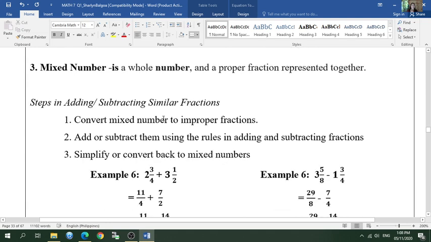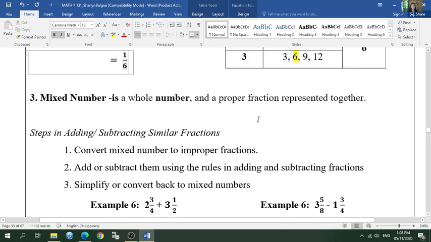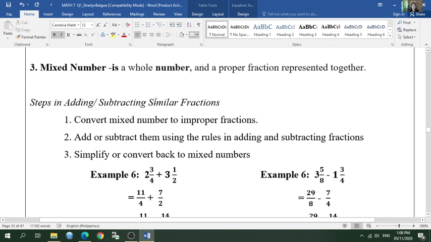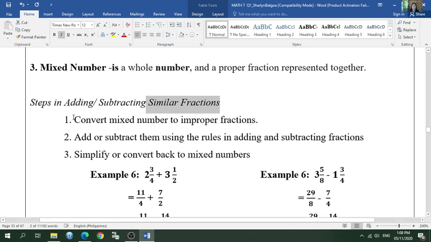Okay, next. Steps on how to add or subtract similar fractions. Okay? Convert mixed number to improper fraction. Ano yung improper fraction? Mas malaki yung numerator kaysa denominator. Okay, so we are talking about similar fraction. Mixed number using similar fraction. Okay, so anong pinakaunang gagawin mo? Convert mixed number to improper fraction. Another, you add or subtract them using the rule in adding and subtracting fractions. And the last will be simplify by converting back to mixed numbers.